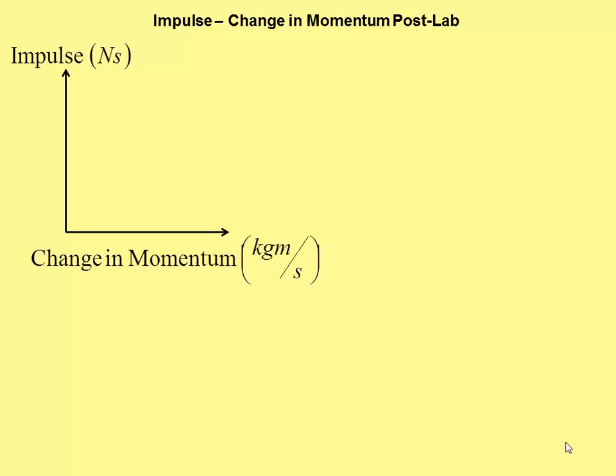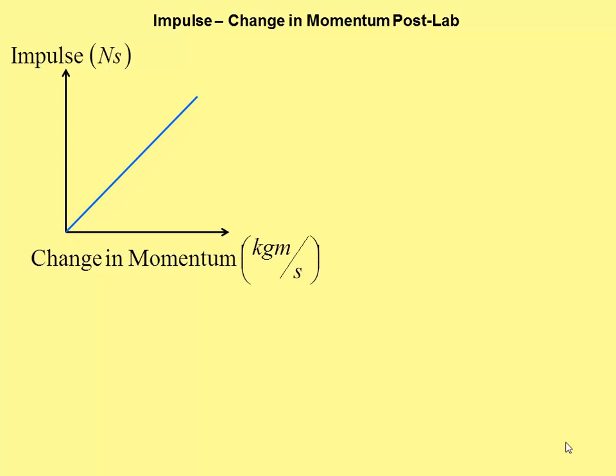Hello everyone. Let's do the impulse and change in momentum PostLab. So in that lab, you ended up graphing the impulse in units of Newton seconds versus the change in momentum in kilogram meters per second. And your graph was, of course, more or less linear.